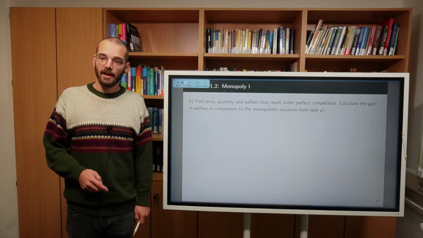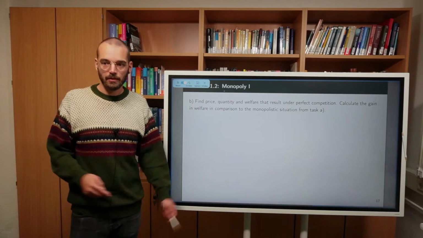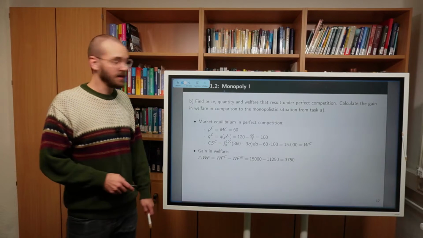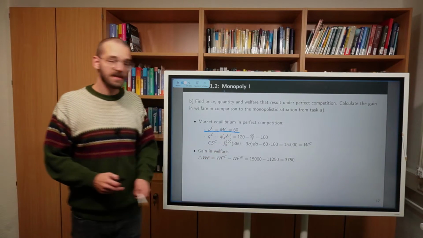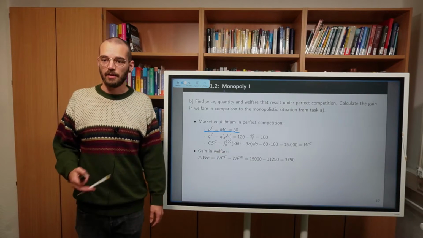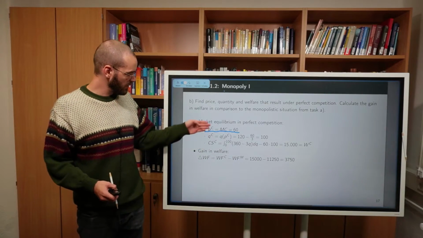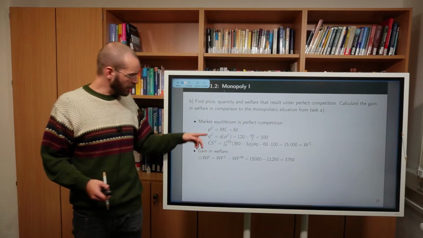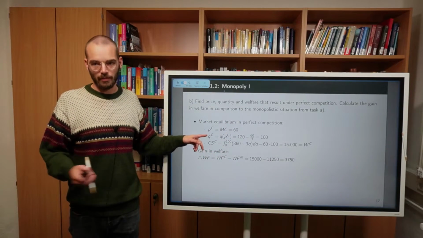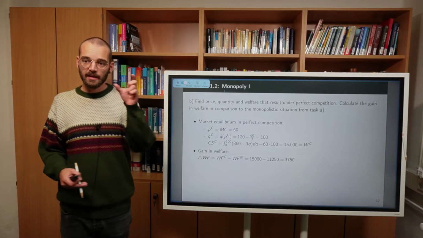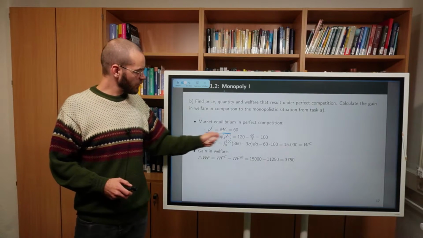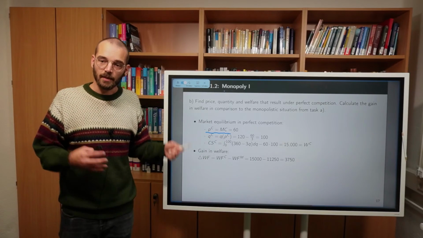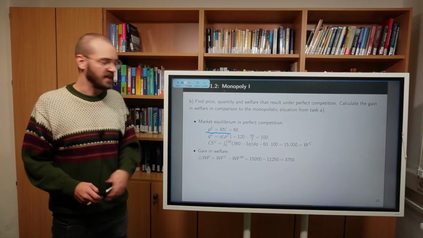Of course, what we need in order to do so is to remind ourselves that under perfect competition, the price in the market equals the marginal costs of the firms, right? So this equilibrium price under perfect competition, denoted as P with an upper C on the following slides, simply is equal to marginal costs. And marginal costs, of course, were stated to be 60.